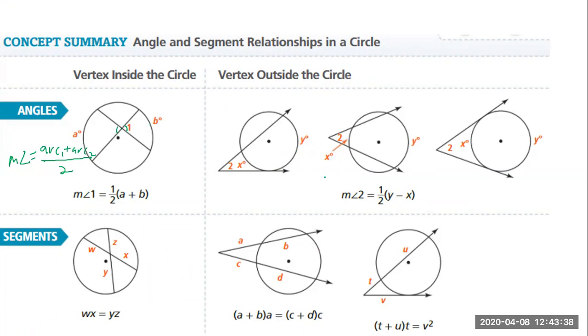When it's outside the circle, it's kind of the same formula, except you're doing the difference. So there'll always be one that has a bigger measure. So it's going to be the big arc minus the little arc divided by 2. For segments inside the circle, again, you're taking the two parts, multiplying them together. So 2 parts from the same times 2 parts from the same. All right. And then on the other ones, again, same idea.